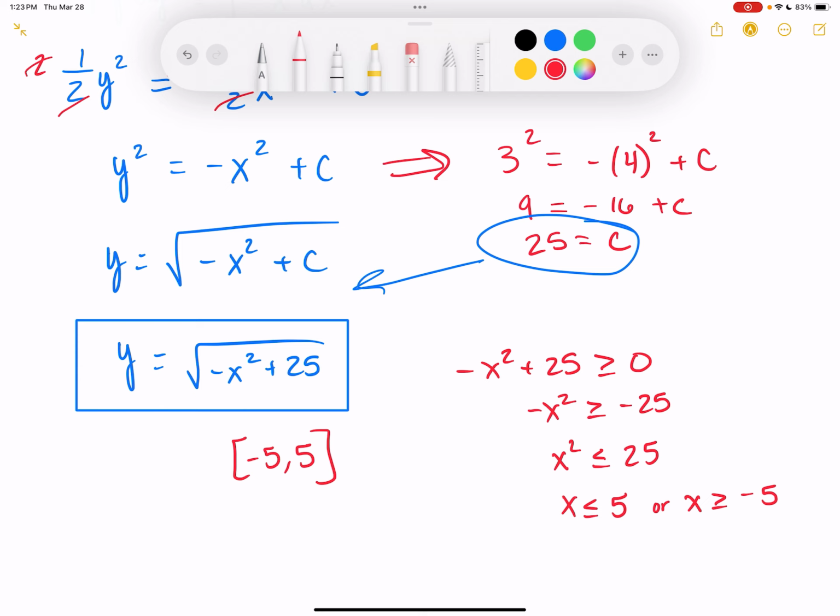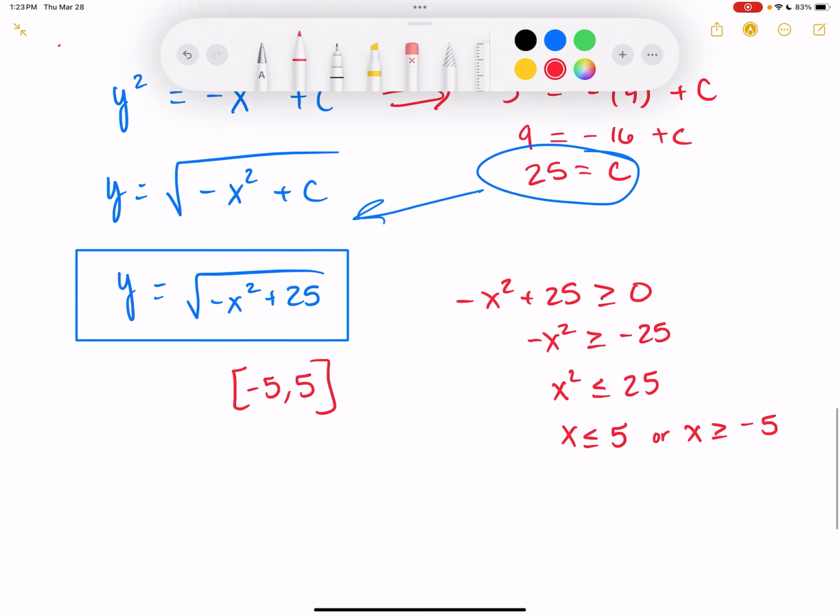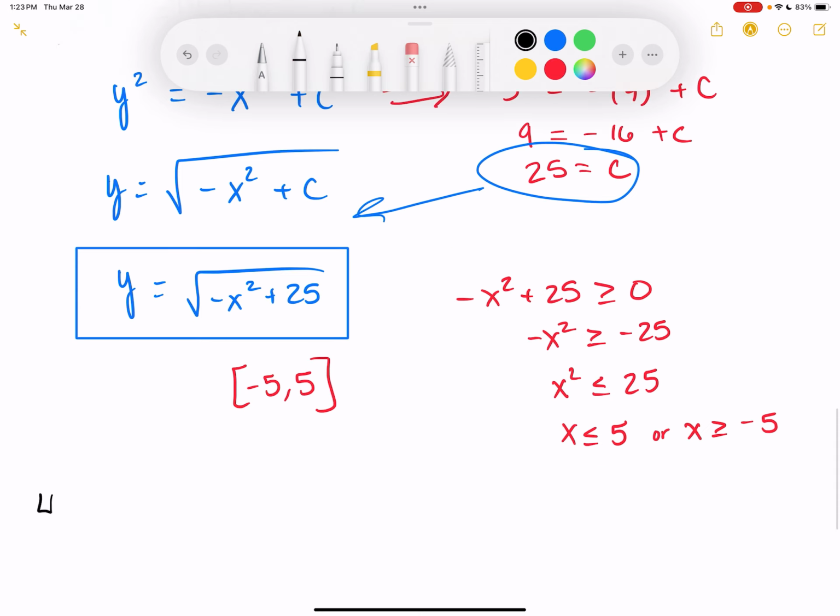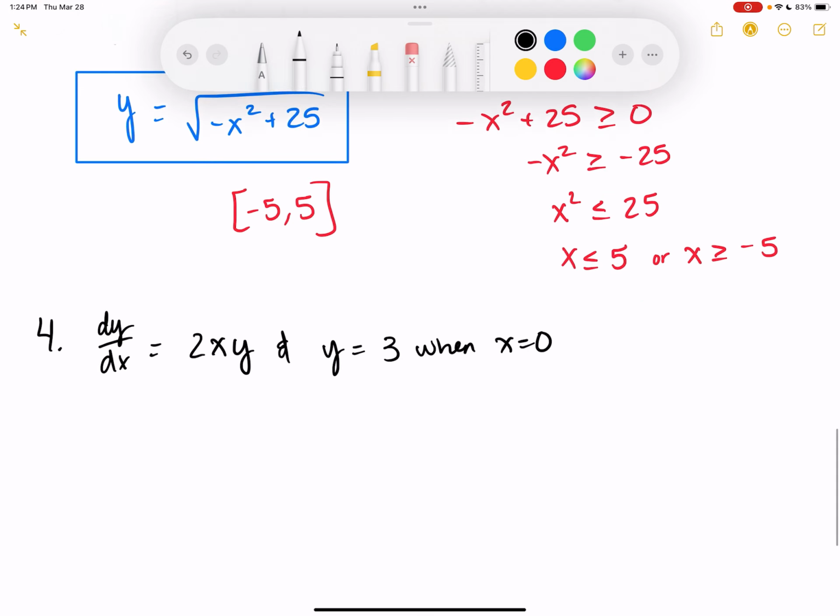Okay, let's get another one. dy/dx is equal to 2xy, y is equal to 3 when x is equal to 0. So I need to get all the y's on one side, all the x's on the other. So what do I need to do in order to do that?